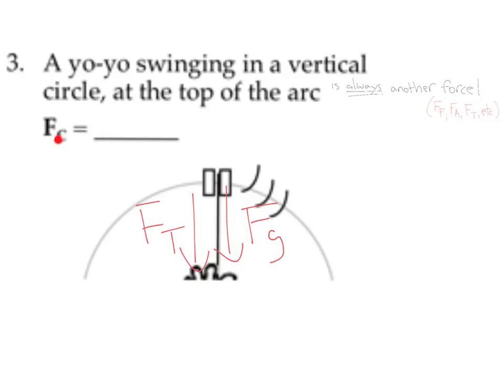So Fc is going to be equal to Ft plus Fg. And that's how you do free body diagrams for circular motion. Let me know if you have any questions on this worksheet.